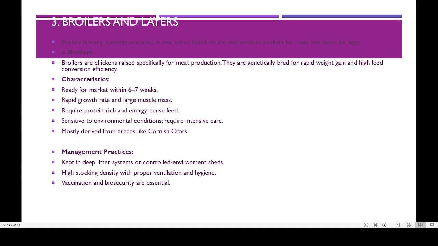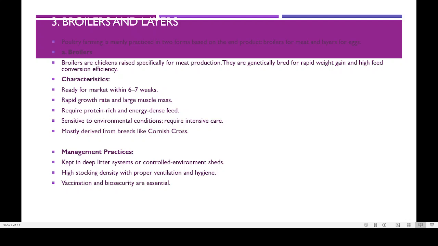Then broilers are there. We come to the broiler chicken. They are chicken raised specifically for meat production, and they are genetically bred for rapid weight gain. Broiler chicken means they grow in size very fast. Within 1 or 2 months, they can reach a good body size, so they are ready for market within 6 to 7 weeks. That means within a period of 1.5 to 2 months, they will be ready for marketing. Rapid growth rate and larger muscle mass: these are some of the characteristics of broiler chicken.